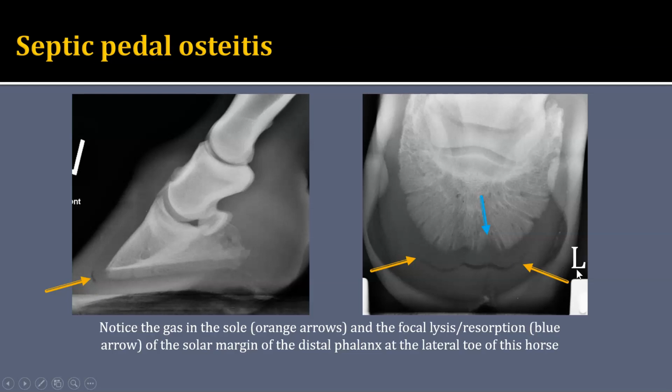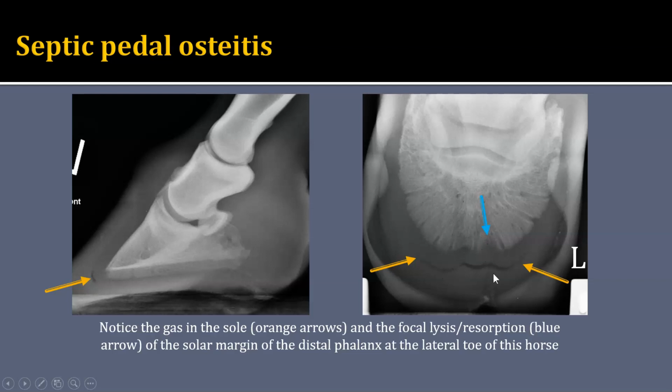And I know it's lateral because, again, the L is the left limb marker that is placed at the lateral aspect. Remember, on midline in some horses, usually bilaterally symmetric, you'll have this little indentation, which is our normal crena. We can also see that linear gas here in the sole that is adjacent to where that focal lysis is.